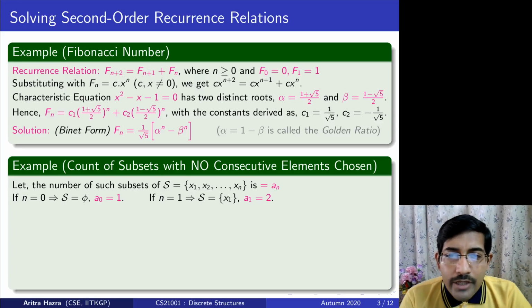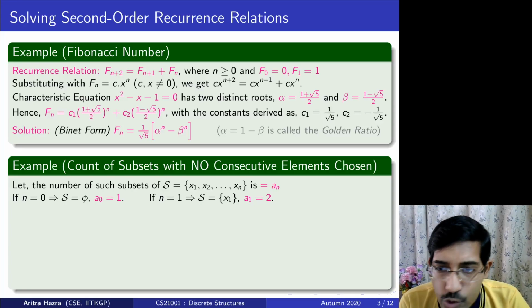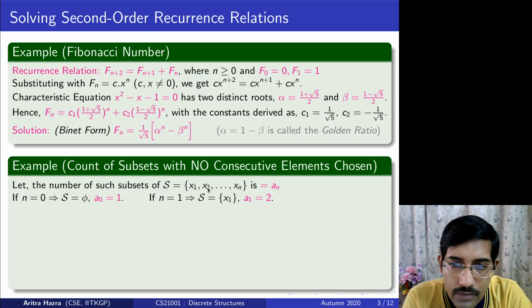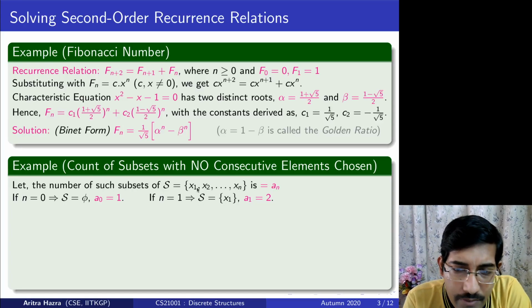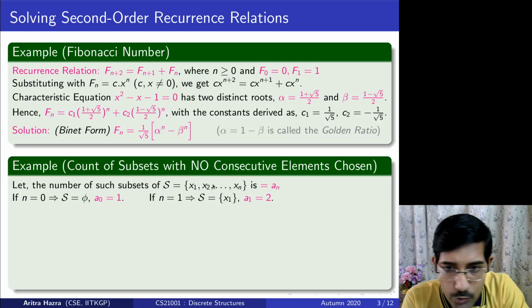Another example. How many subsets are possible from an n-element set such that there are no consecutive elements chosen? Suppose you are given an n-element set x1 to xn. Now you need to choose elements from this set to form a subset such that if you choose x1 you cannot choose x2. If you choose x2 you can neither choose x1 nor x3. So consecutive elements you cannot choose.